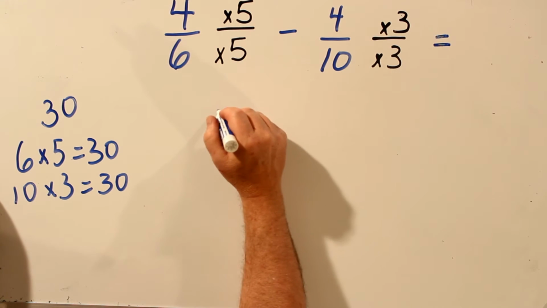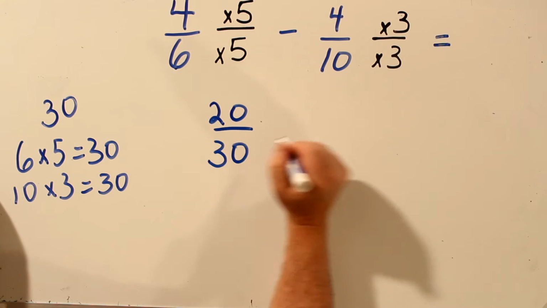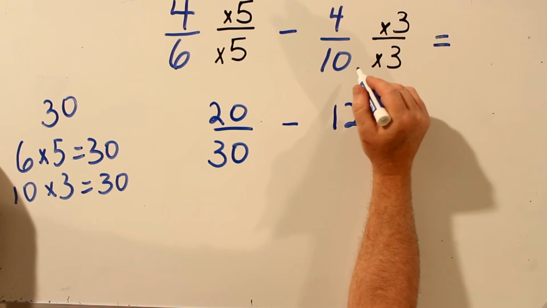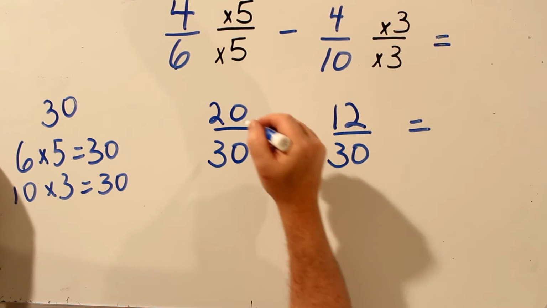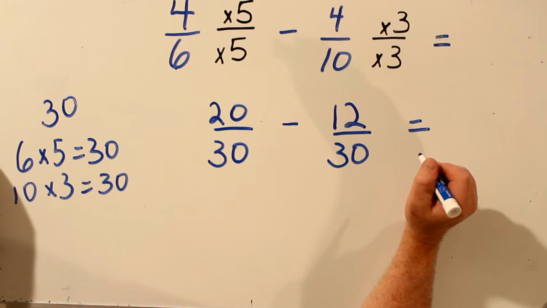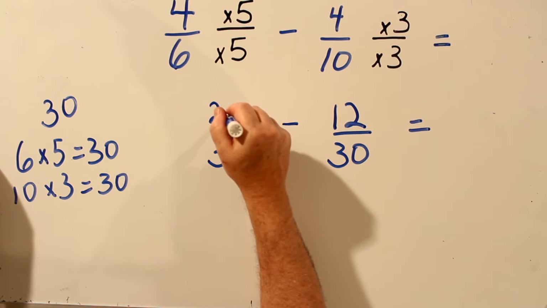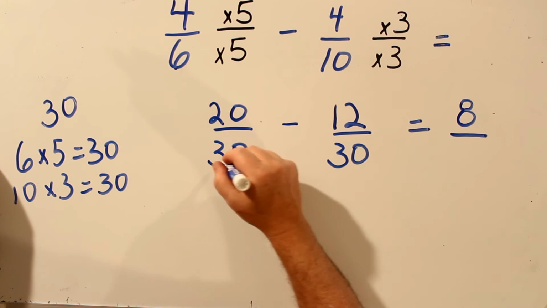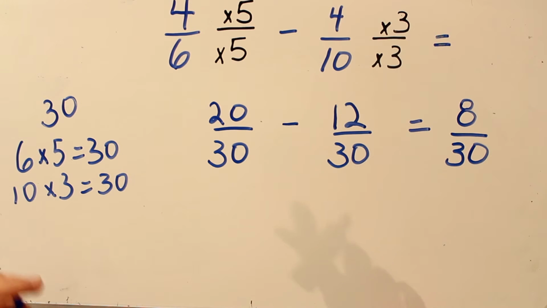Over here we have 4 times 5 is 20. And 6 times 5 is 30. Minus, over here we have 4 times 3 is 12. And 10 times 3 is 30. Now, the fractions have the same value, but they both have 30 as the bottom number, so we can subtract them. In order to subtract fractions, you subtract the top numbers. 20 minus 12 is 8, and keep the bottom number the same. 8 over 30. This fraction can be simplified, and you can follow the link on how to simplify fractions.